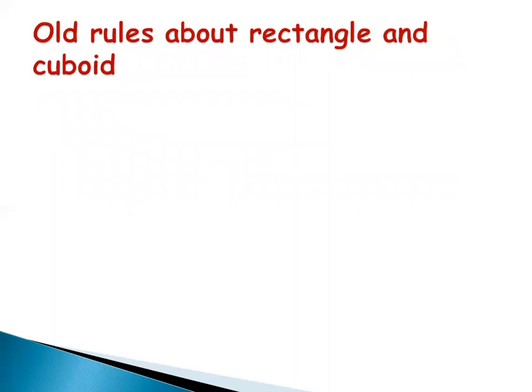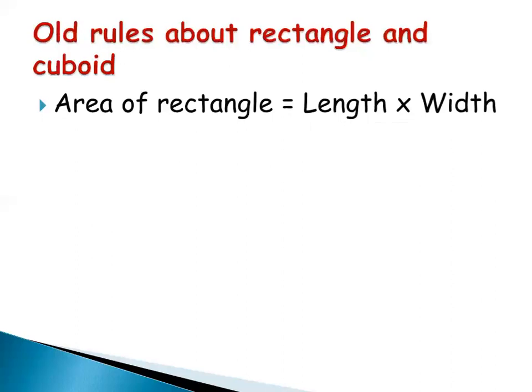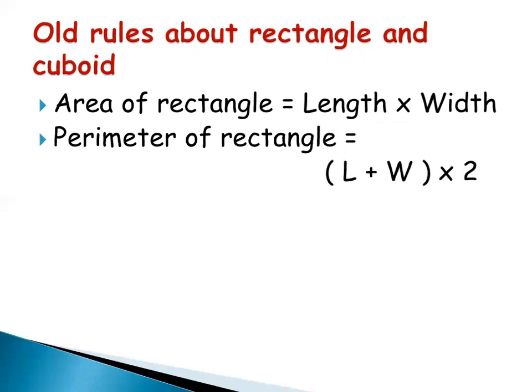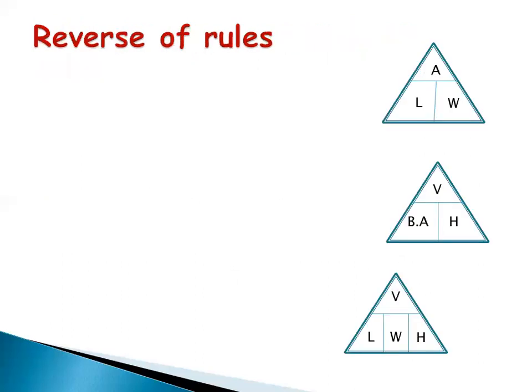Here are some more rules about rectangle and cuboid you need to remember first before starting. Area of rectangle equals length times width. Perimeter of rectangle equals length plus width times 2. Volume of cuboid equals length times width times height, or it can be base area times height, because of course you know that length times width equals area.